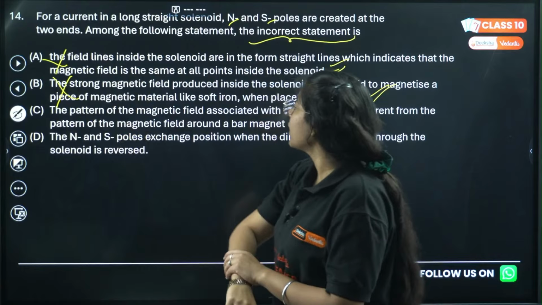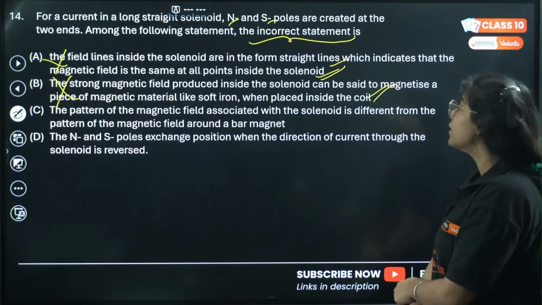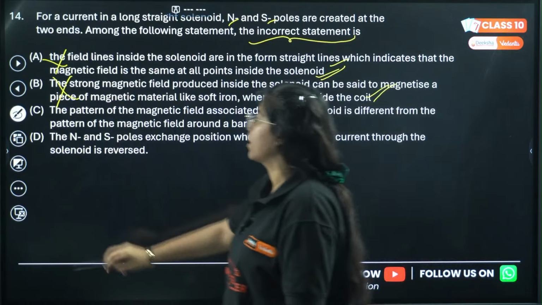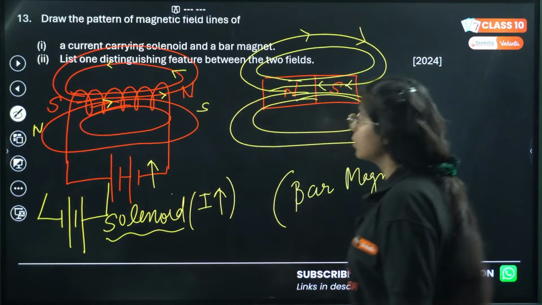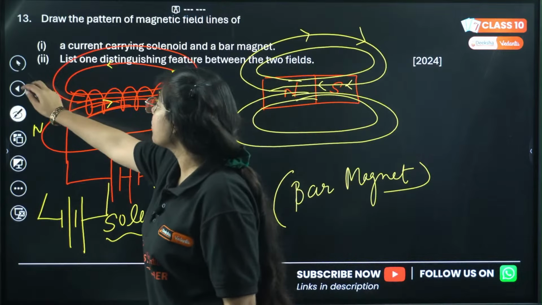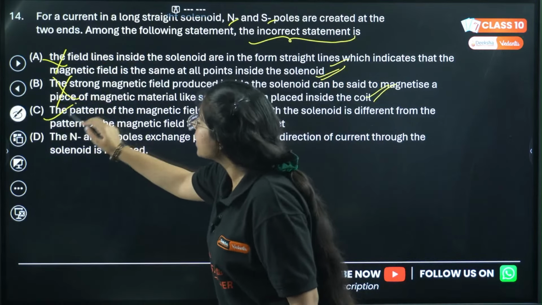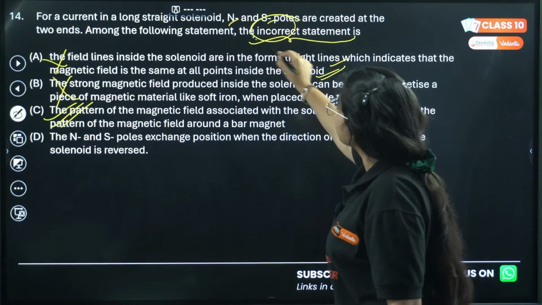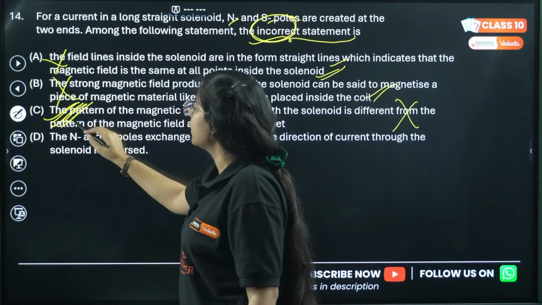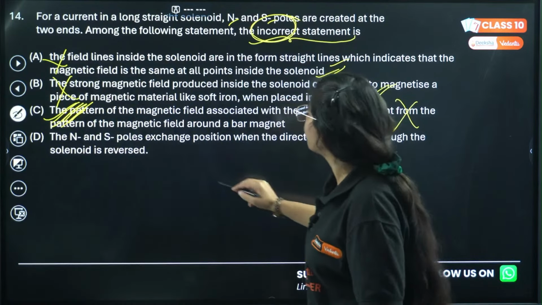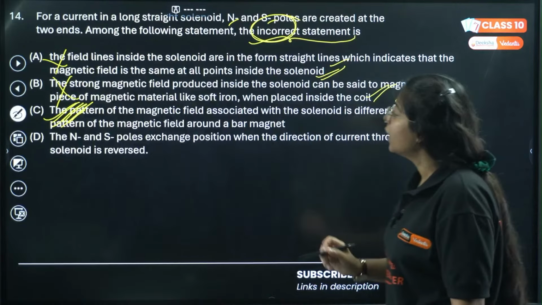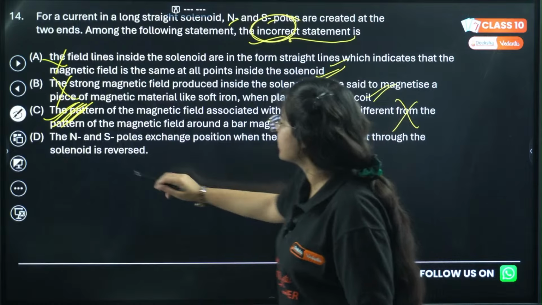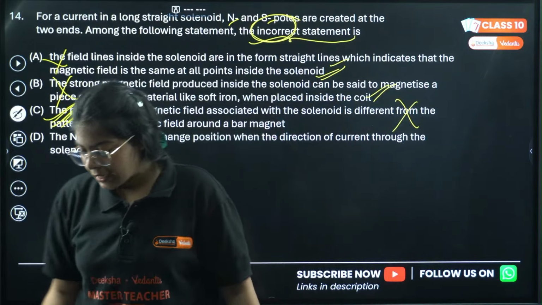Then C, the pattern of magnetic field associated with the solenoid is different from the pattern of magnetic field around a bar magnet. We just saw in the previous question, both of them have the same pattern of magnetic field. So this is actually not true, but we need to find the incorrect statement, so this is the correct answer. If we read D, the north and south poles exchange position when the direction of current through the solenoid is reversed. This is correct. Okay, next question.